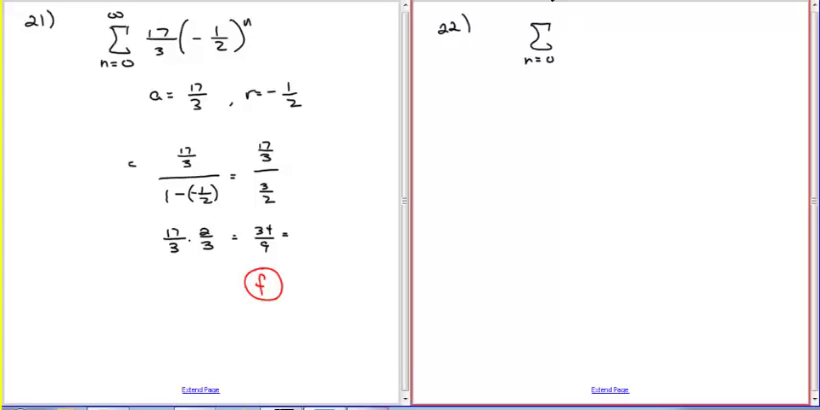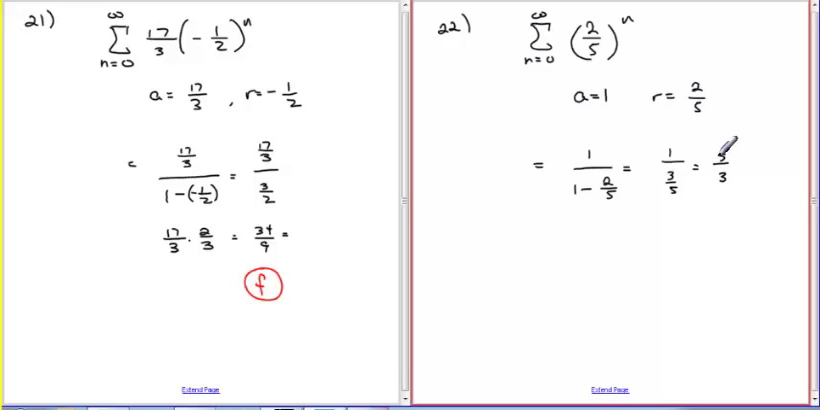So we have 2/5 to the n power. So A is 1, R is equal to 2/5. So the infinite series converges to 1 over 1 minus R, which is 2/5. So we get 1 over 3/5. Take the reciprocal, you get 5/3. And you see E does approach 5/3. It doesn't approach 3 as a lot of the other ones do. So we can say at that point that 22 matches up with E.